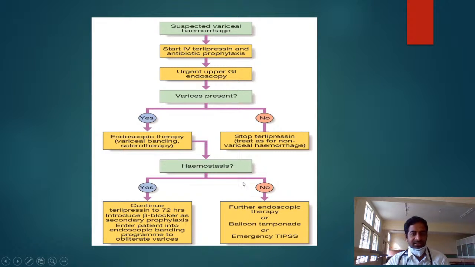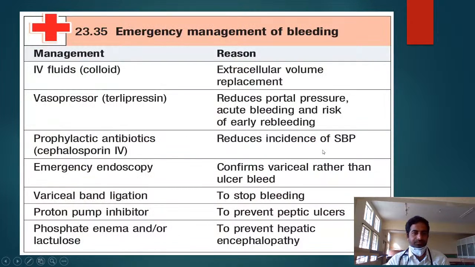So if hemostasis is not achieved, then you do further endoscopic therapy, or balloon tamponade, or emergency TIPS. Okay, that's how it is. So, emergency management of bleeding: give IV fluids, mainly colloids, to replace the extracellular volume, and then give vasopressors, mainly terlipressin. It reduces the portal pressure, acute bleeding, and risk of early rebleeding. Then you give prophylactic antibiotics like IV cephalosporin, mainly to reduce the incidence of SBP, spontaneous bacterial peritonitis.